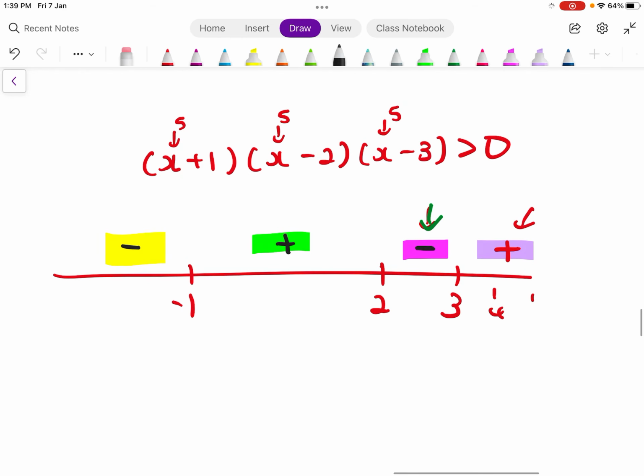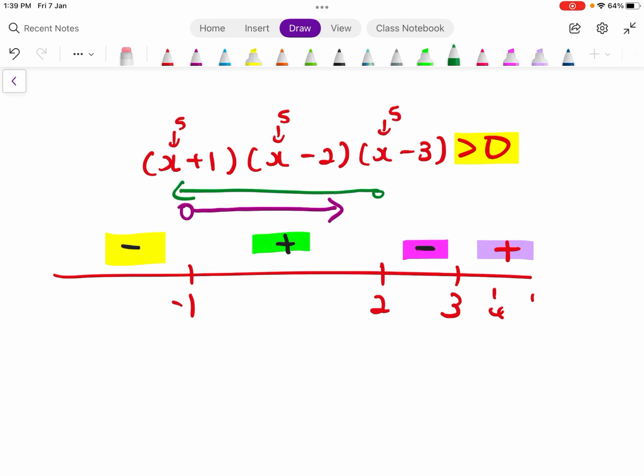After determining all the regions, now I look back at the inequality sign, which is more than 0. Now I look at negative 1. I want more than 0, so I must go to the positive region right here. Now I go to the 2. So I go to the positive region. Then last but not least, I go to the positive 3, so I go to the positive region right here.